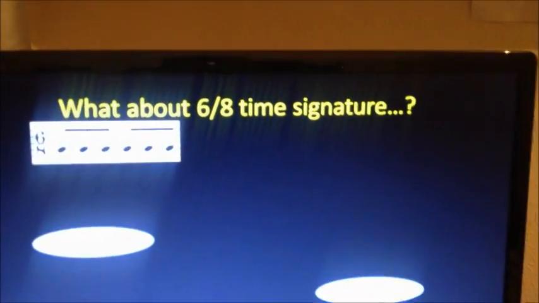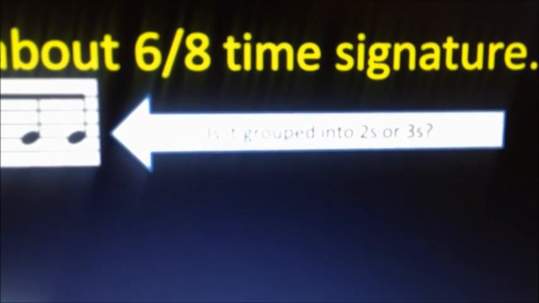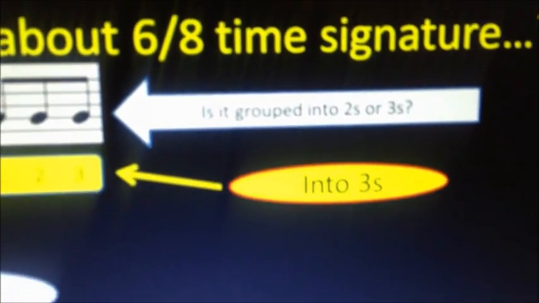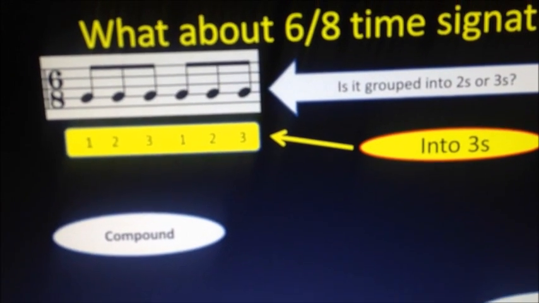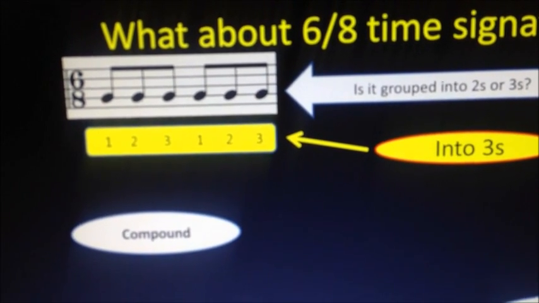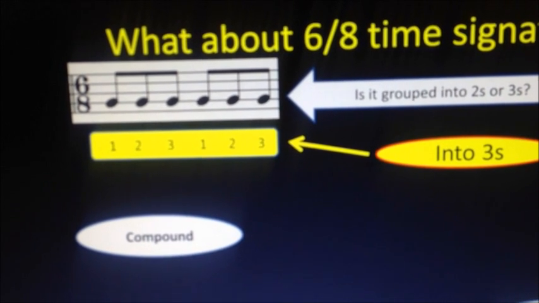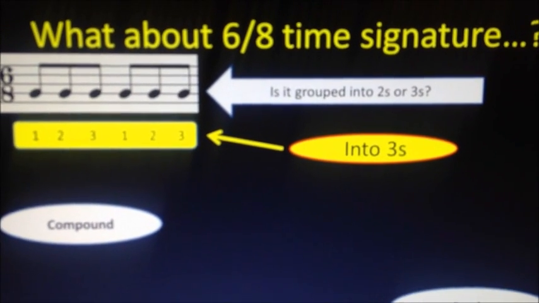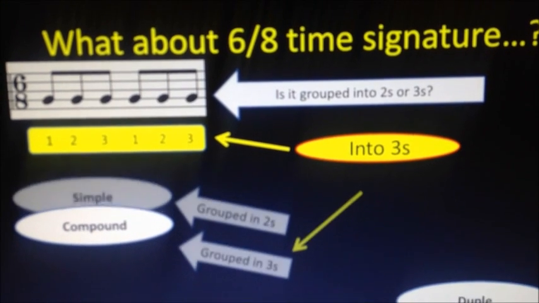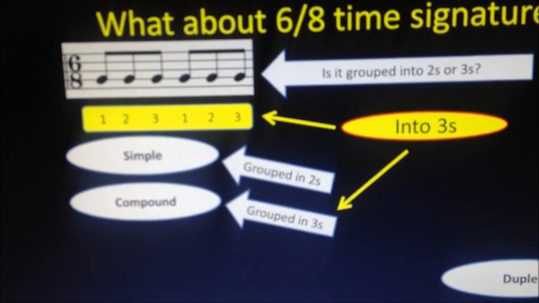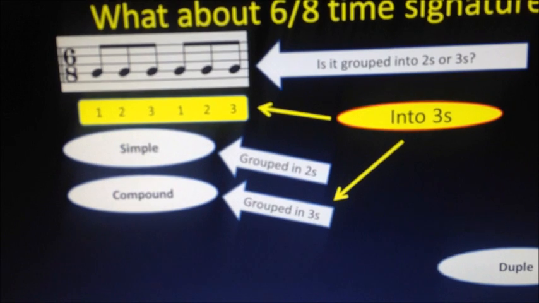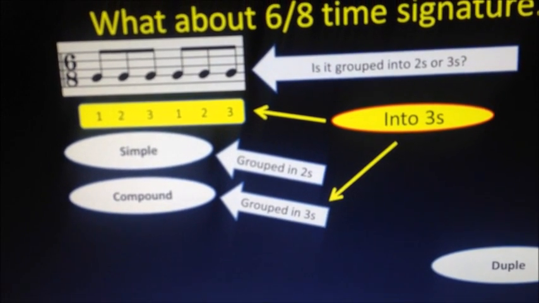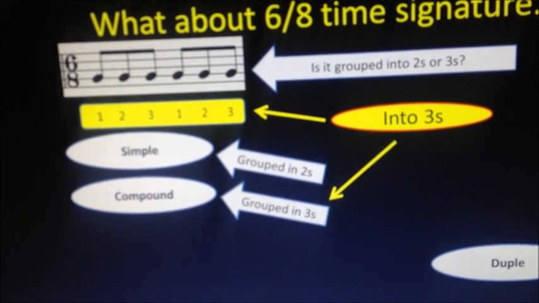So we have a 6/8 bar here. So how would we work out a 6/8 bar? Good question. Is it grouped into twos or threes? Well, that looks like it's grouped into threes to me. You can see a bridge over each group of 3. 1, 2, 3, 1, 2, 3. So the answer is it's grouped into threes. Now, simple is grouped into twos, compound is grouped into threes. So hopefully now you're realising that 6/8 is compound.